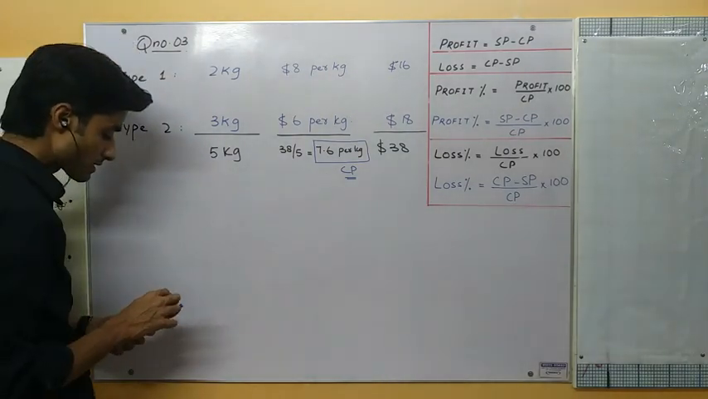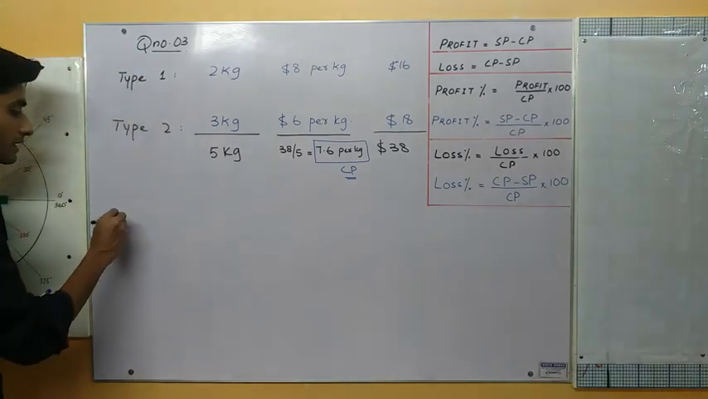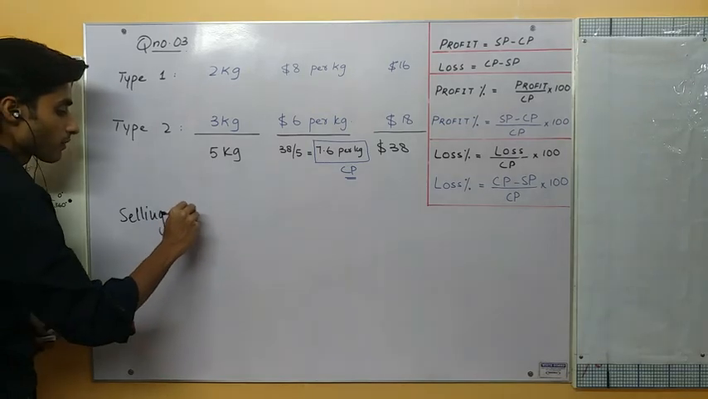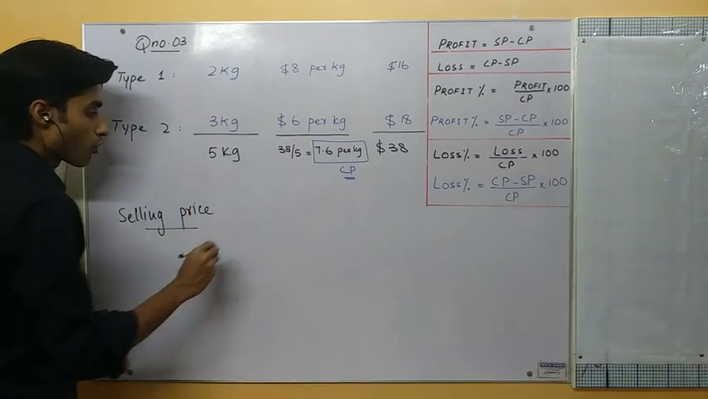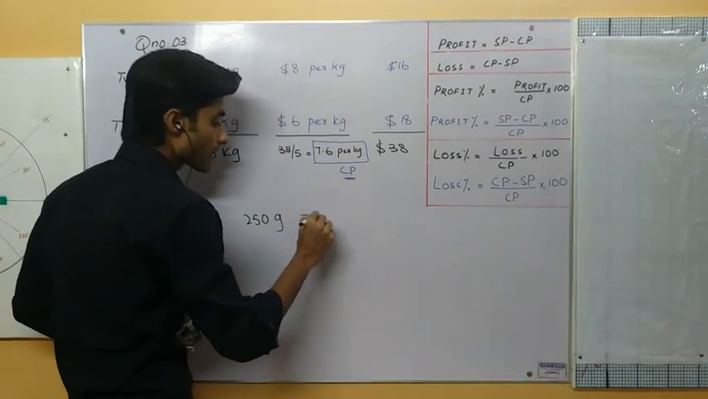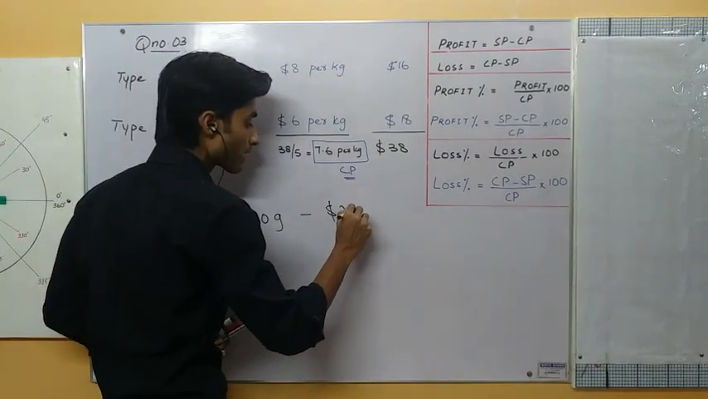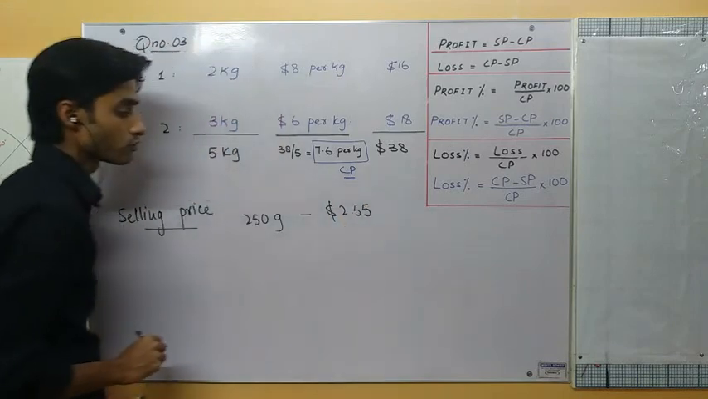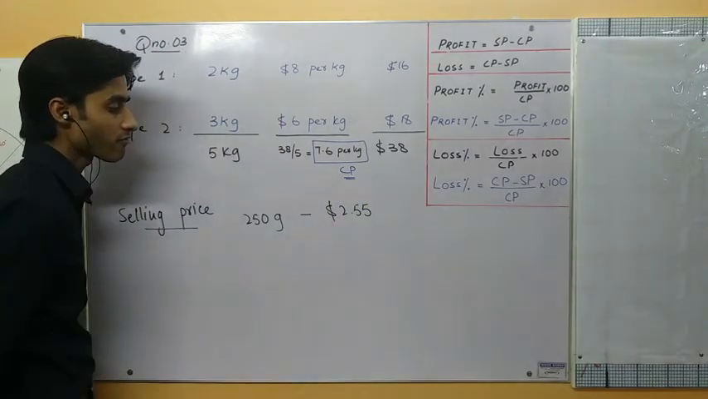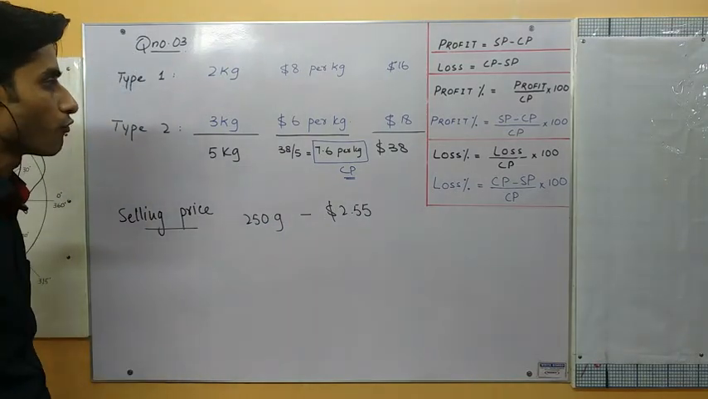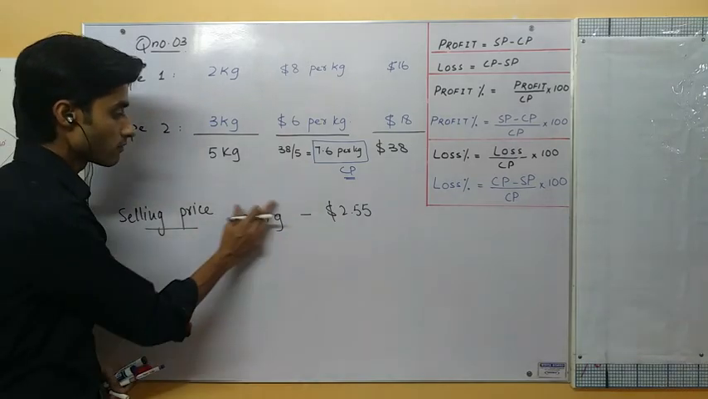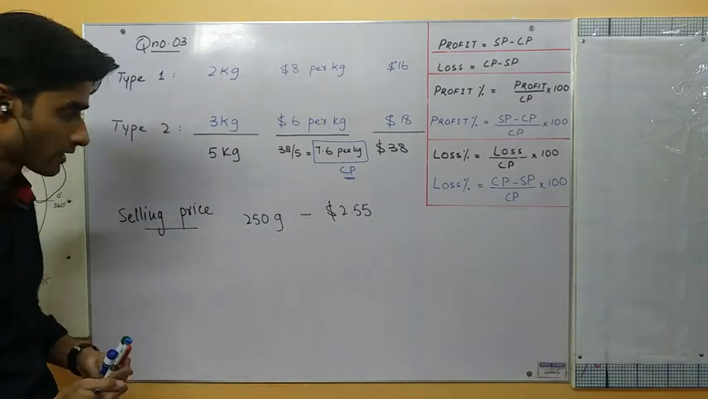Yani this is the selling price. His selling price is not per kg. His selling price is for 250 gram. He is selling 250 gram at a cost of $2.55. So if he is selling 250 gram at $2.55, imagine what he is going to earn when he sells 1 kg of the butter.